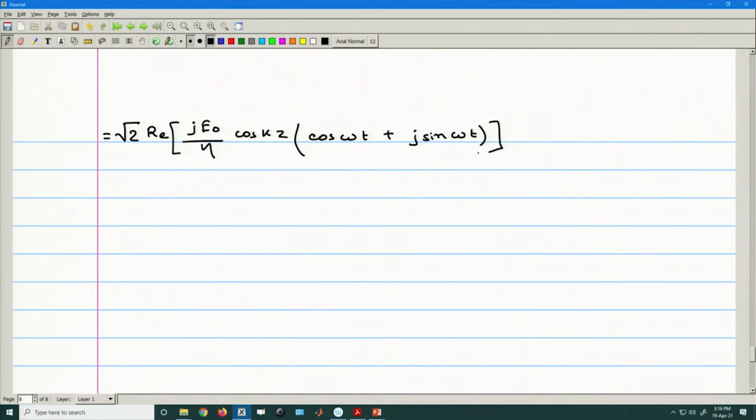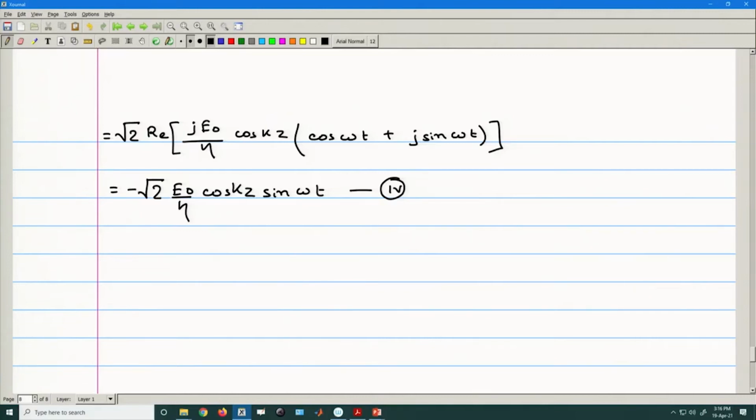Okay. Now we will take the real part. So the real part is root 2, with a minus sign, this minus is due to j into j squared, then the real part is E naught by eta cos of kz sin omega t. Let us give this as equation number 4. So now we have derived the instantaneous fields Ex and Hy.